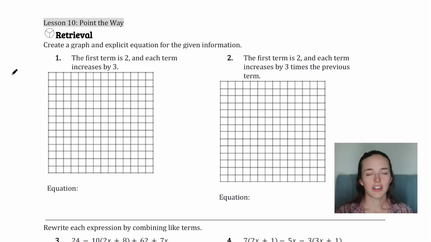All right, this is the Unit 2, Lesson 10 retrieval in our packet. It's on page 90. Okay, first set of questions. Create a graph and explicit equation for the given information. The first term is 2, and each term increases by 3.